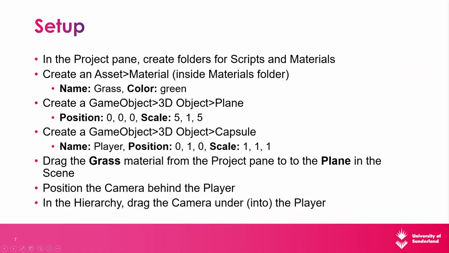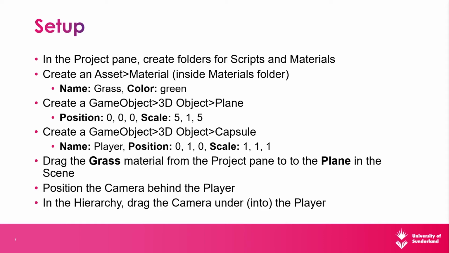So a quick recap then. We went in the project pane, created a new folder for our materials and our scripts, and we added a new material called green. We actually added one called blue as well. We added a plane with the scale factor 5, 1, 5 and the position 0, 0, 0, just to get it where we wanted it. And we added a capsule as well. We named it player, positioned it 0, 1, 0, just so it was slightly above the ground, and scale 1, 1, 1, we didn't change that. We added the grass material to the plane, and actually we added the blue material to the player, and we positioned the camera behind the player.